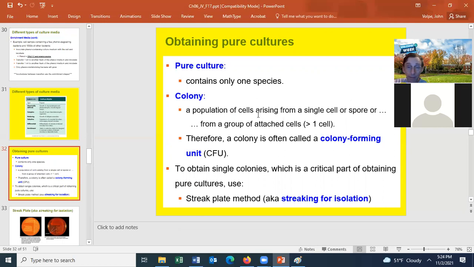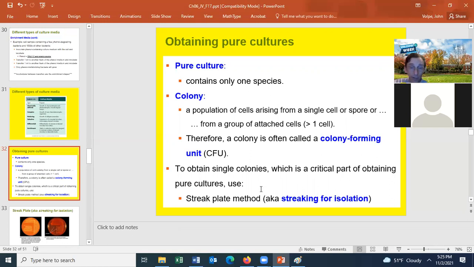And then grab from that second colony, and then the chance that that will be a pure culture will be very high. It may not be a pure culture the first time you do it, because the colony could be formed from more than 1 cell, like a clump of cells or 2 cells. And therefore, when we count colonies on a plate, we don't say how many bacteria we have in the sample. We say how many colony forming units we have. Anyways, to obtain single colonies is the critical part of obtaining pure cultures.